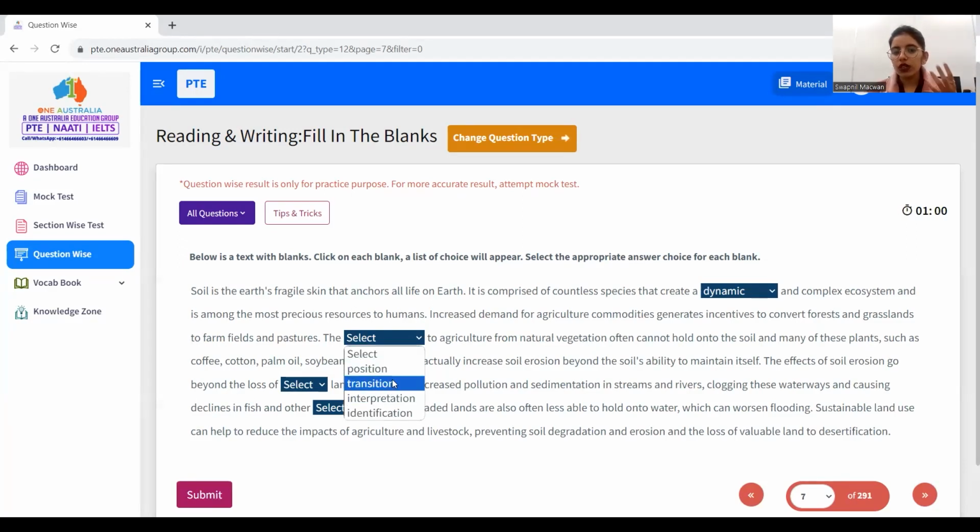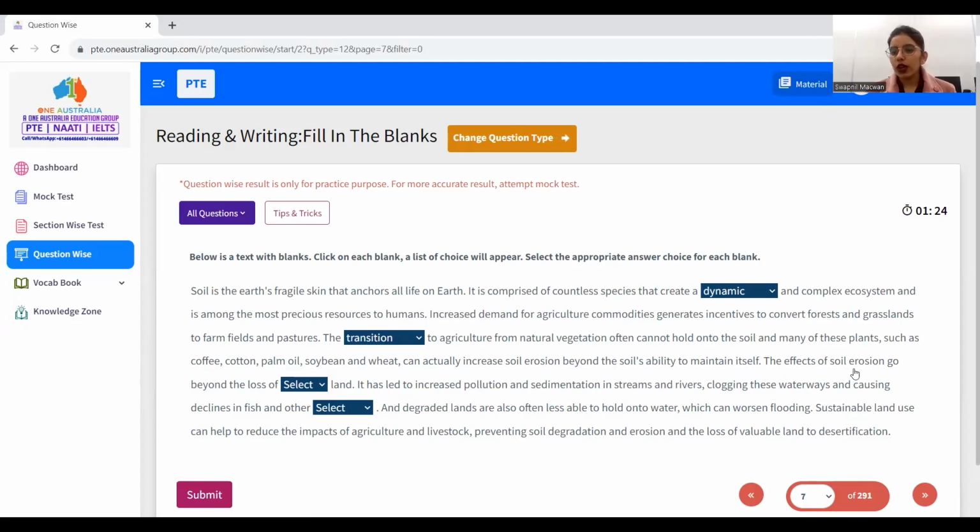So the word related to changed is transition. Transition is changing from one to another. The transition to agriculture from natural vegetation often cannot hold on the soil, and many of these plants such as coffee, cotton, palm oil, soybean, wheat, can actually increase soil erosion beyond soil's ability to maintain itself.